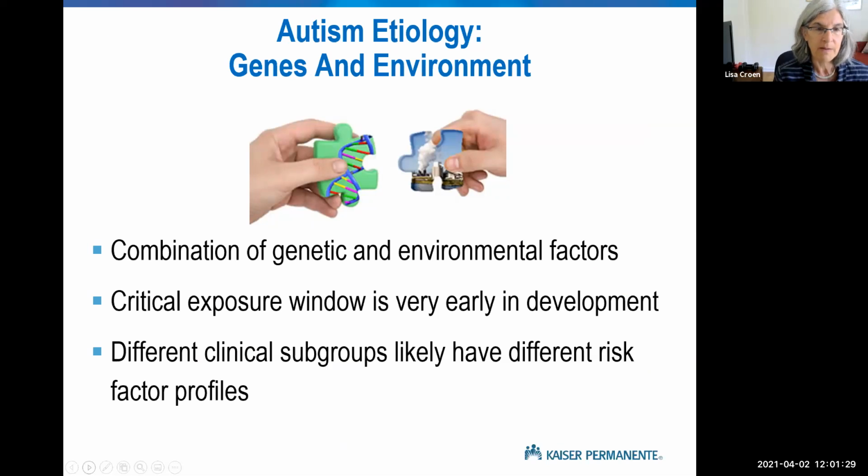We also know, though, that there's decades of research on genetics and autism, and we know from twin studies, from family studies, from association studies, that autism has a strong genetic etiology. So the current belief and dogma is that, like many other complex disorders, autism spectrum disorders arise from a combination of genetic and environmental factors, and that there are critical exposure windows in development, very early on, prenatal as well as possibly early postnatal, and that the different clinical subgroups likely have different risk factor profiles.